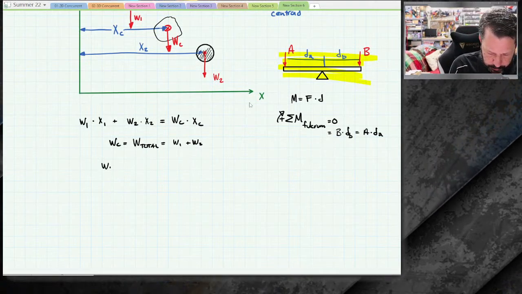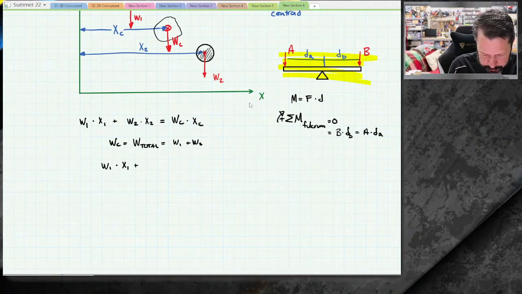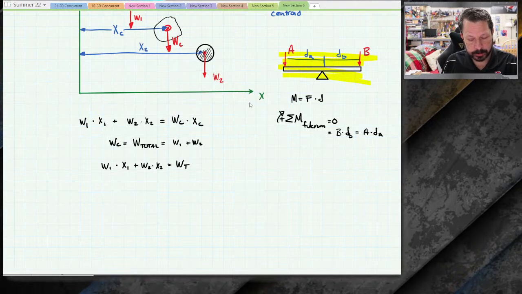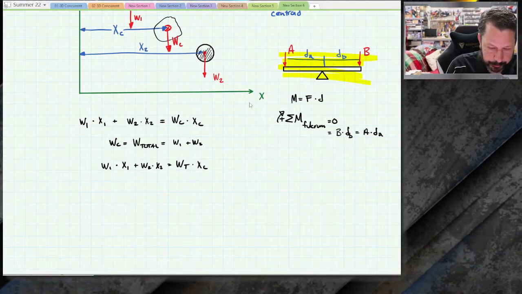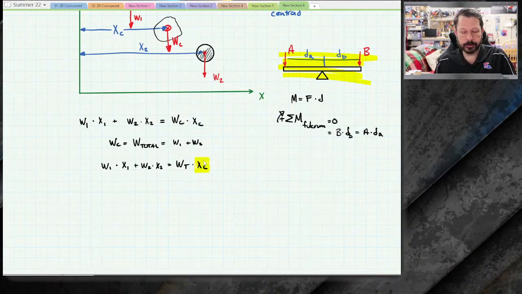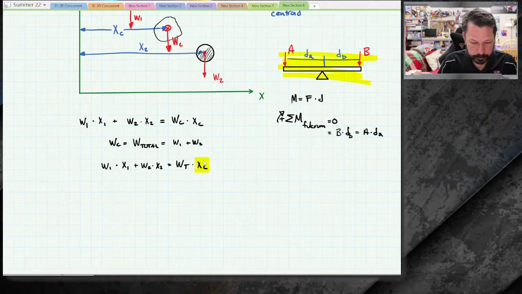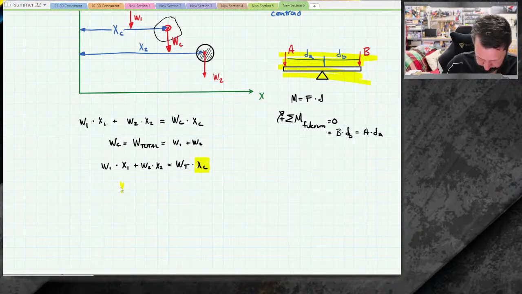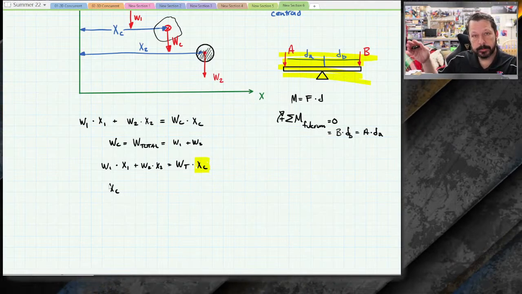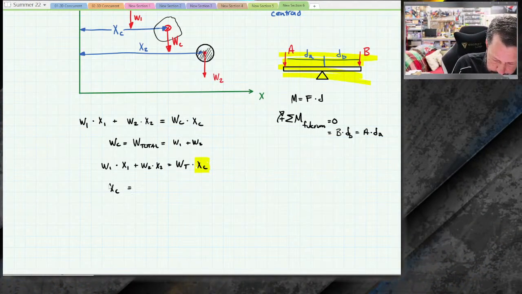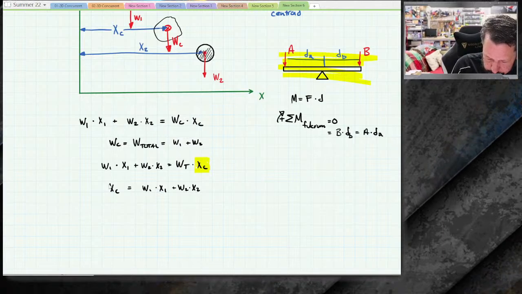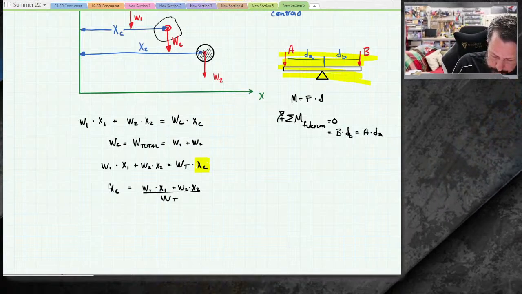So W1 times X1 plus W2 times X2 equals the total weight, so all of the little individual spheres added together, times Xc. What I want to know is this: the coordinate of the centroid for this whole group. So I just solve it. X sub c, the location of the x coordinate of the centroid of the group, just equals W1 times X1 plus W2 times X2 over the total weight.